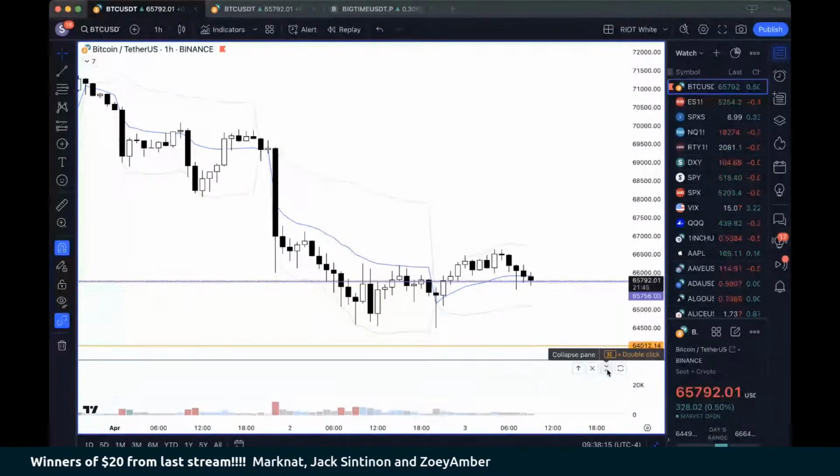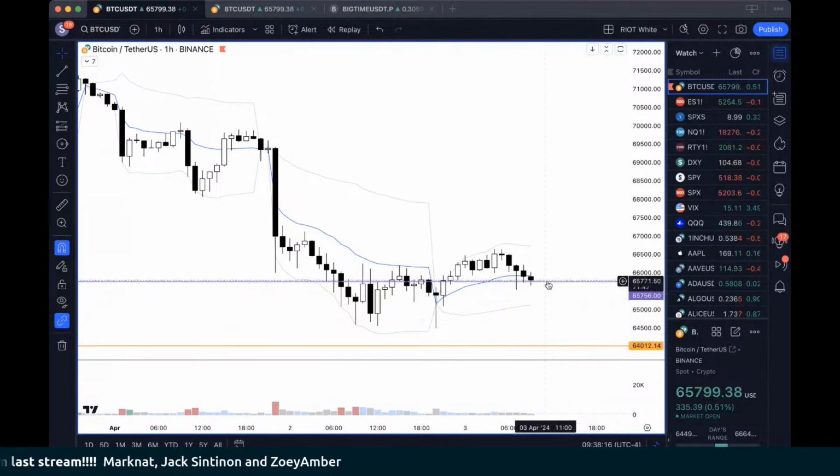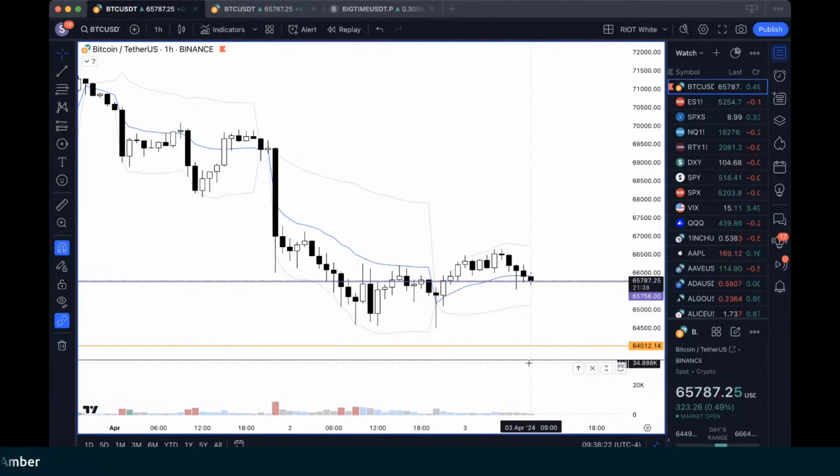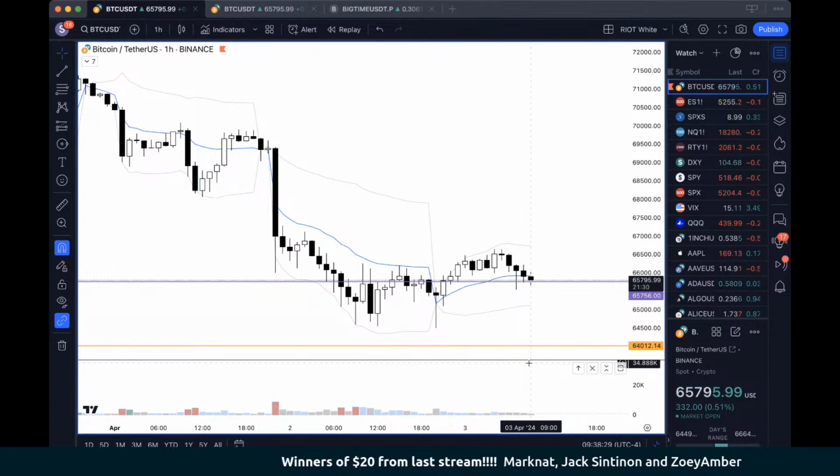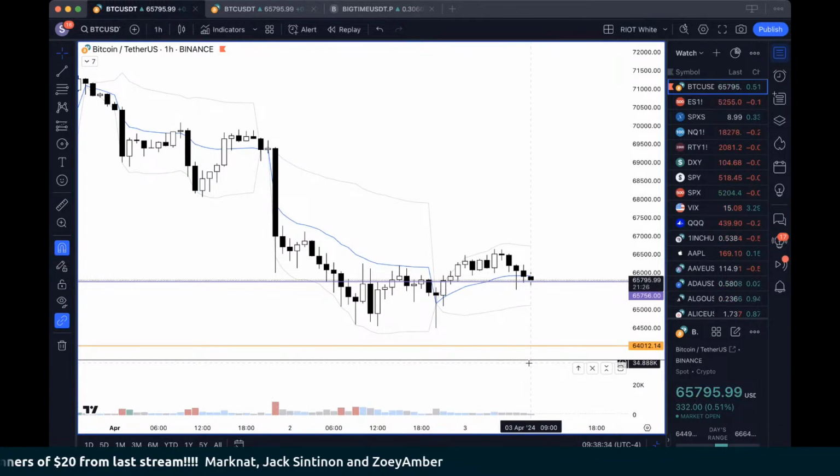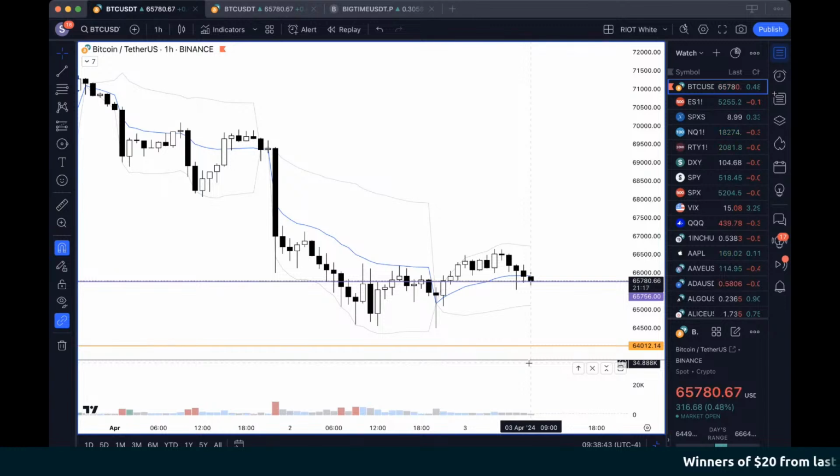certainly you can long here with a really tight invalidation. I'm just going to wait. I don't think there's any need to rush into it, and I'm okay with buying higher if I need to. So for now, patience. You see the plan.